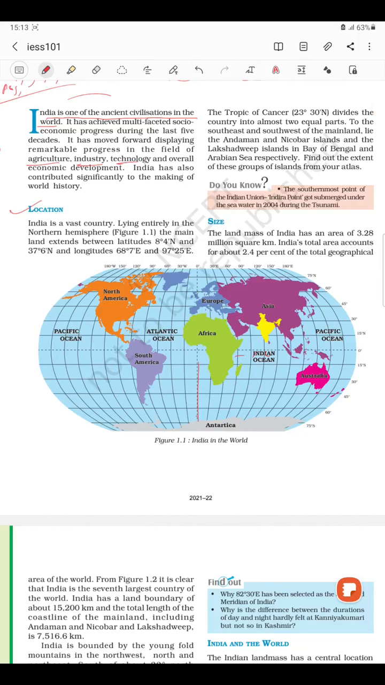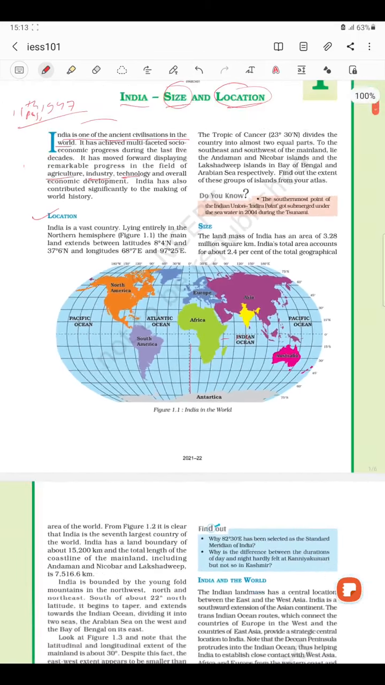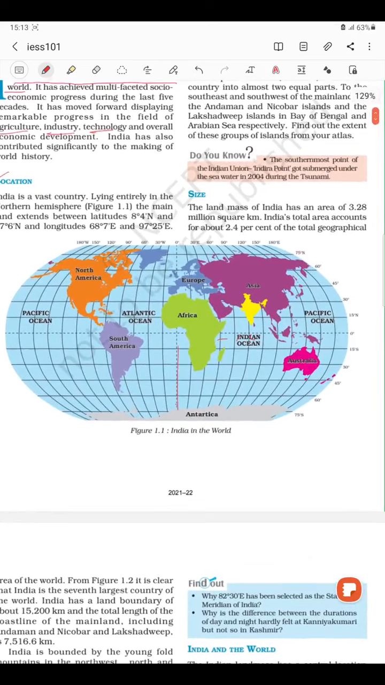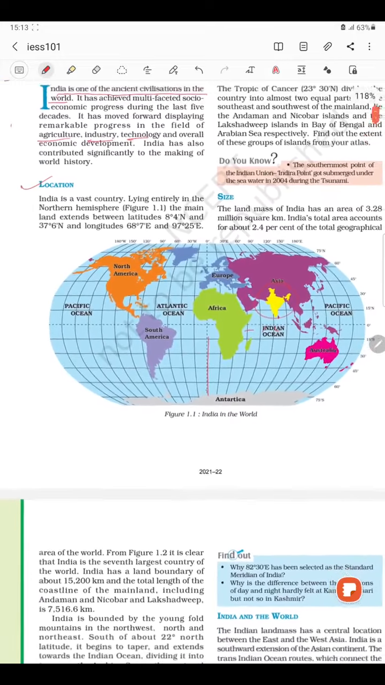Latitudinal extension and longitudinal extension of India is clear. Okay. Now come to the size. Size, that means what is the area of India, what is the amount of area India covers? What is India's area on the world map?